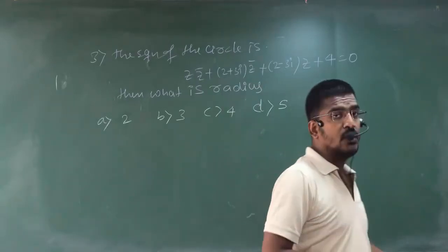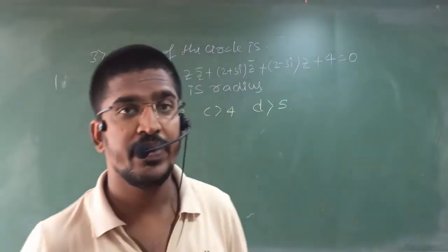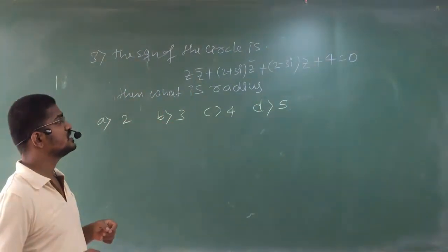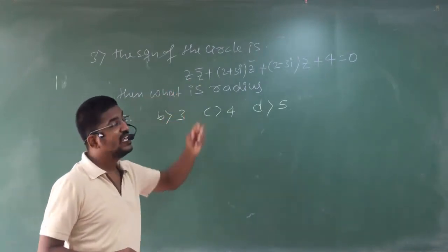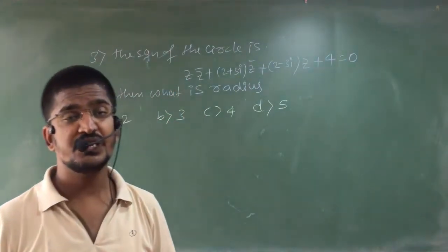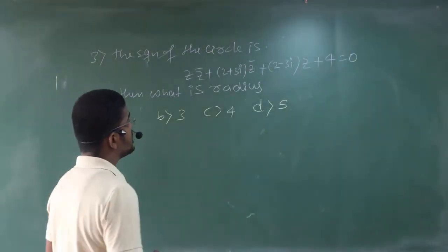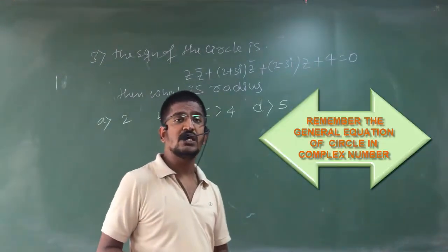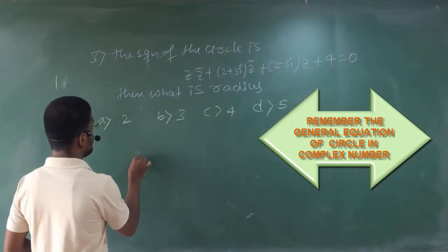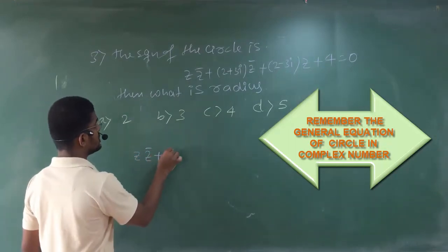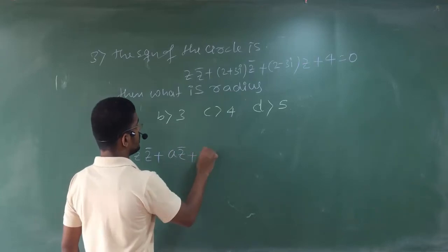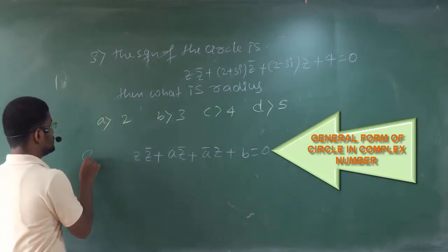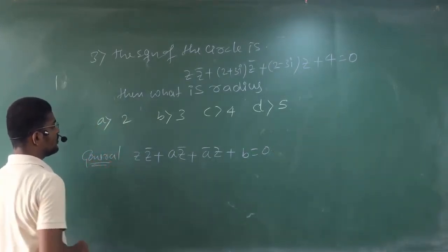Okay, students. Here, let us go for the next question. That is, the equation of a circle is given. Then what is the radius they are asking? First you have to see in which form the equation of the circle is. Students, you have to observe in which form it is. See, it is in the form z into z bar plus a into z bar plus a bar into z plus b equal to 0. That means it is in the general form.